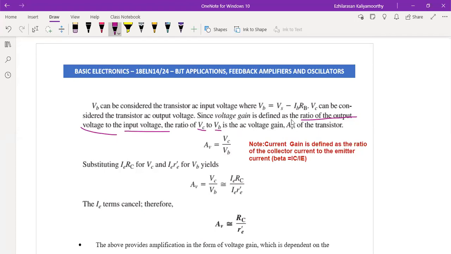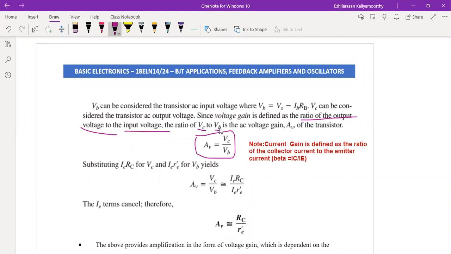This is the AC voltage gain, that is AV is equal to VC by VB. Note here, the current gain is nothing but what is defined as the ratio of the collector current to the emitter current. That is beta actually. That is for current gain. This is voltage gain.